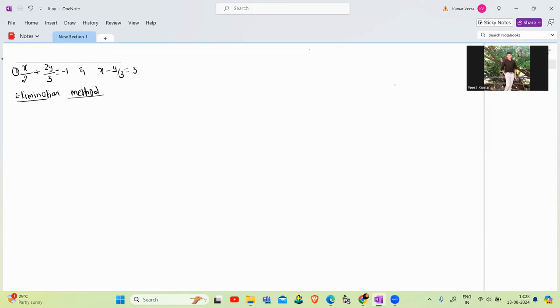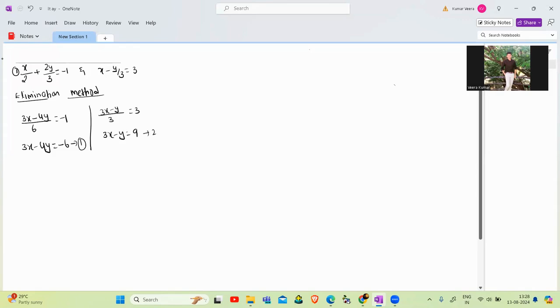Now first I take LCM 6. So 3 goes upside, 3 into x, 3x, and 2 into 2, 4y is equal to minus 1 into 6. So 3x minus 4y is equal to minus 6. This is the first equation. Now the second equation: 3 is the LCM. So 3x minus y is equal to 3 threes are 9. This is the second equation. So the first equation implies 3x minus 4y is equal to minus 6, and the second equation implies 3x minus y is equal to 9.